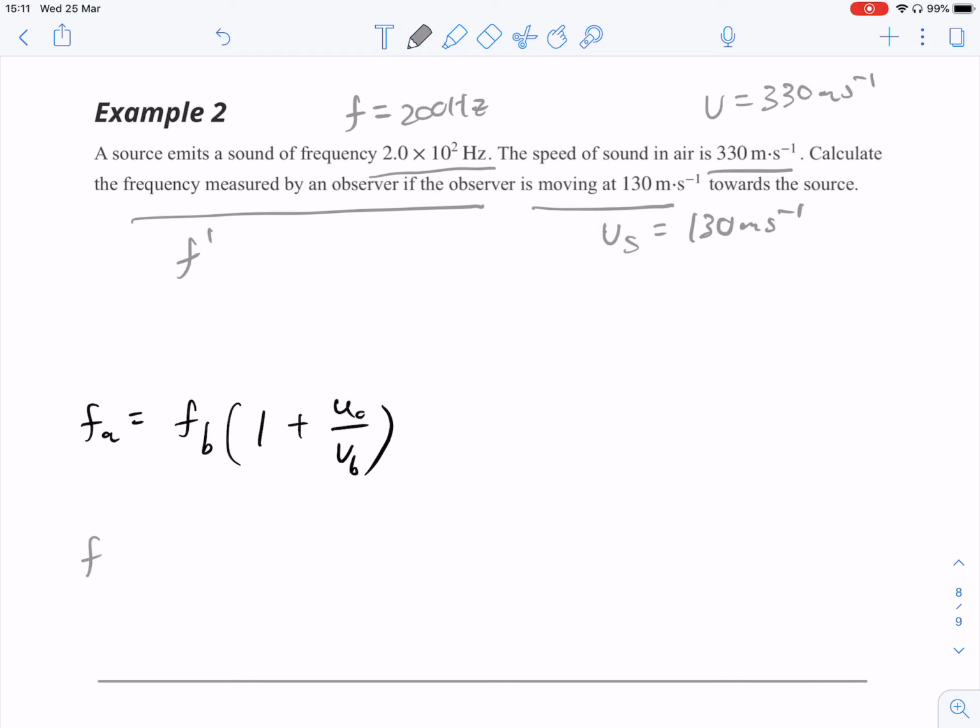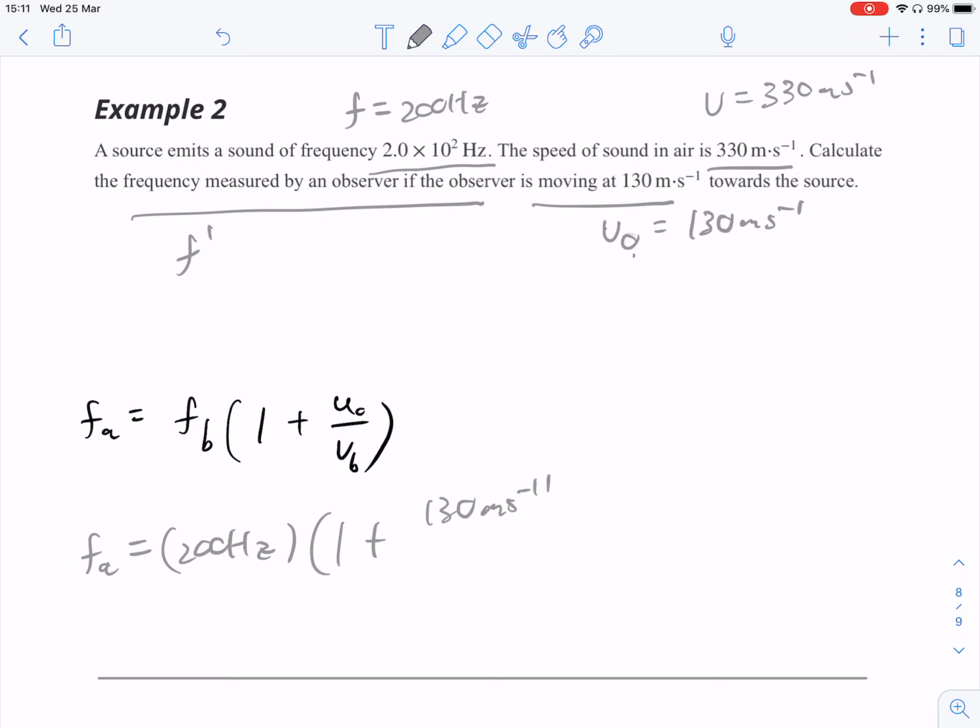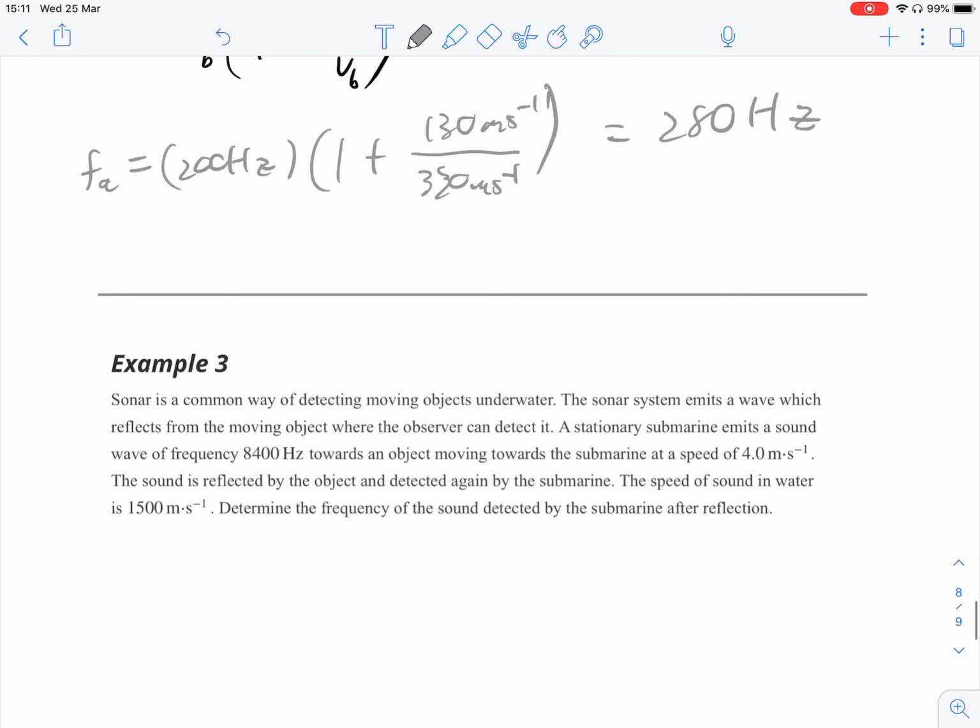So the frequency observed afterwards is the frequency before, 200 hertz, times 1 plus the observer moving, not the source moving, that's the observer moving this time, 130 meters per second, over the velocity of sound, 330 meters per second. And so if we round that off, that's going to give us about 280 hertz. I think it's actually about 278. I just rounded that up, 280 hertz.